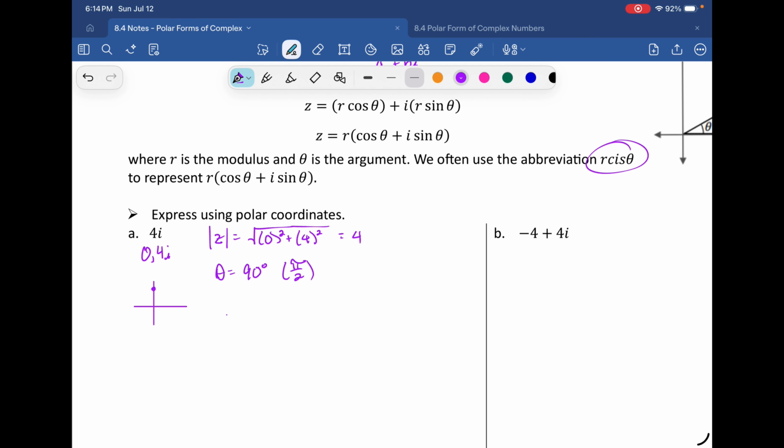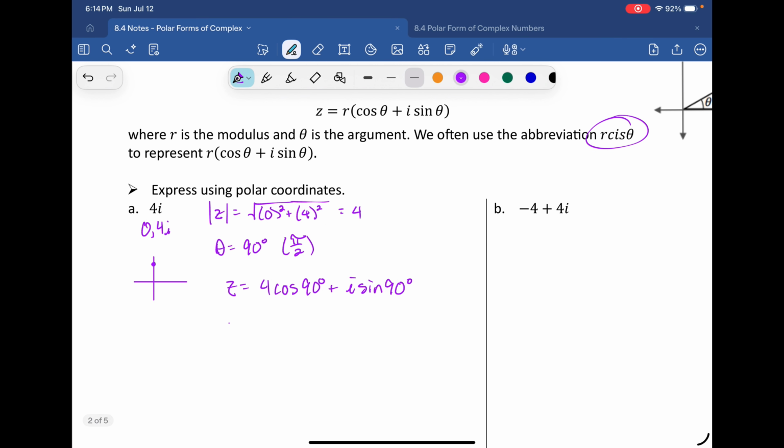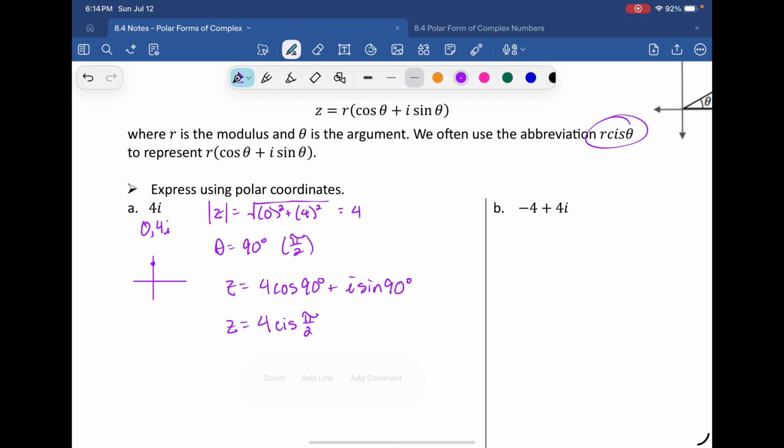All right, so our complex number equals 4 times cosine 90 degrees plus i sine 90 degrees. I'm going to write it in the other form, but use pi over 2. So for this, pi over 2. I forgot this last one here. You could also write it just factored out.